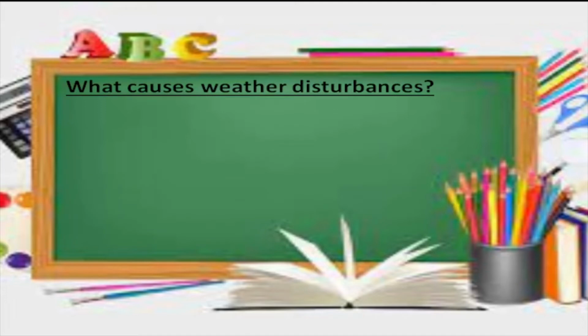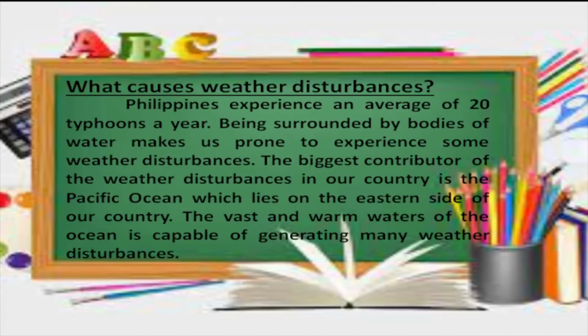What causes weather disturbances? The Philippines experiences an average of 20 typhoons a year. Being surrounded by bodies of water makes us prone to experience some weather disturbances. The biggest contributor of the weather disturbances in our country is the Pacific Ocean, which lies on the eastern side of our country. The vast and warm waters of the ocean are capable of generating many weather disturbances.